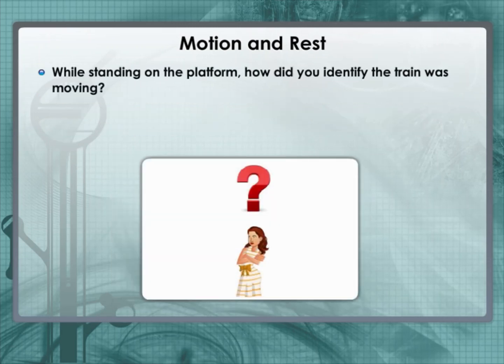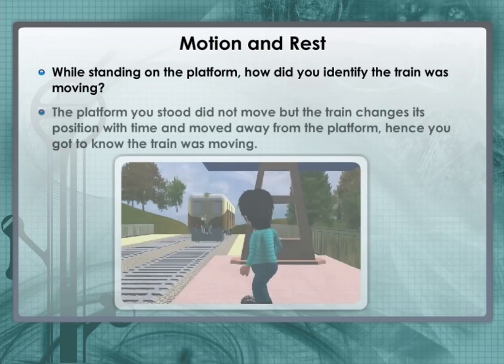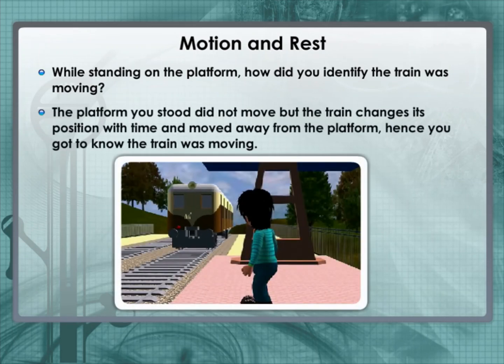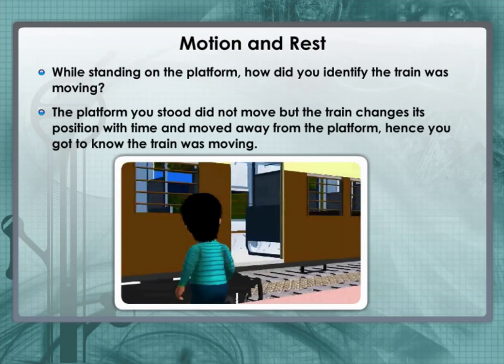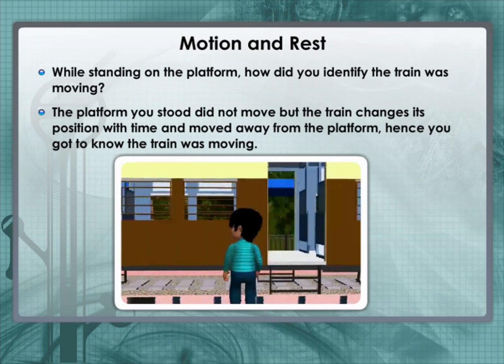While standing on the platform, how did you identify the train was moving? The platform you stood on did not move, but the train changes its position with time and moved away from the platform. Hence, you got to know the train was moving.